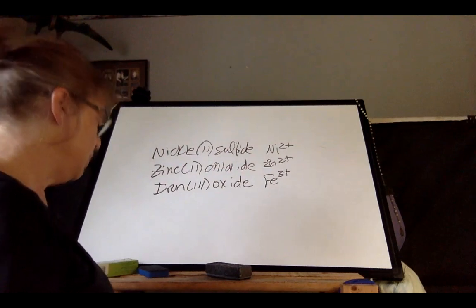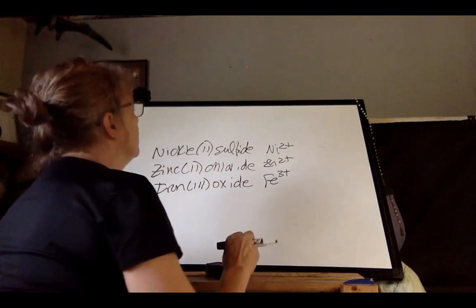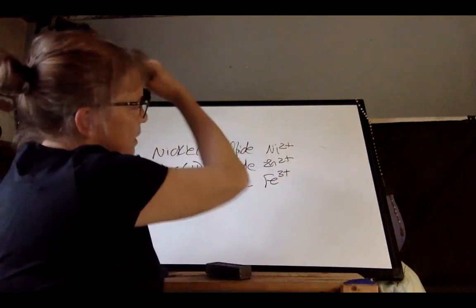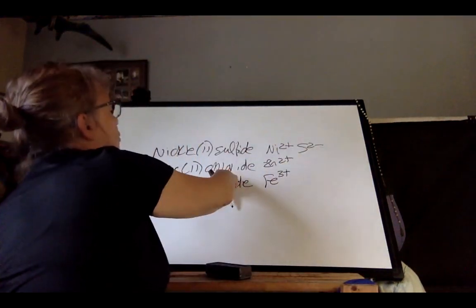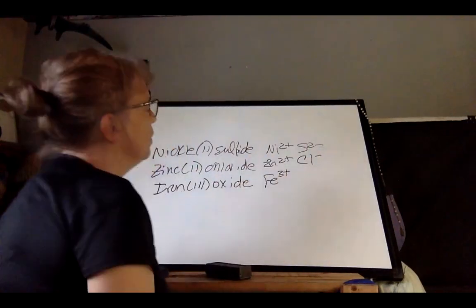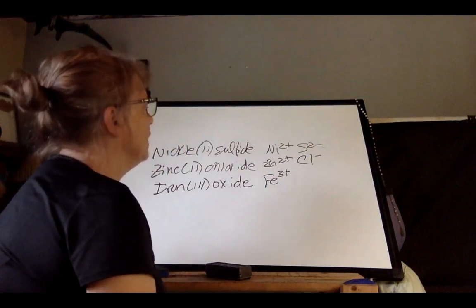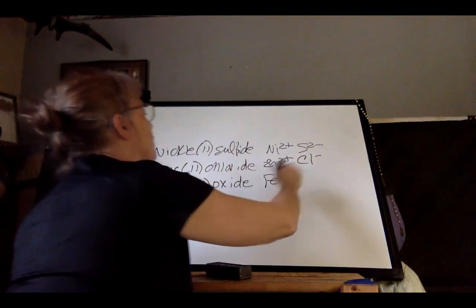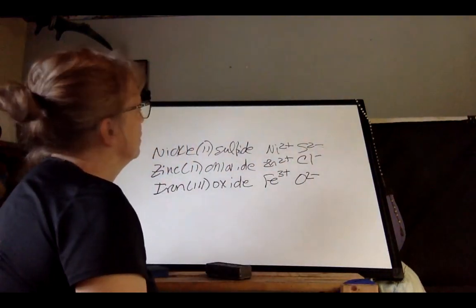Sulfide, that's in group 6. Group 6 is going to have a charge of -2 because group 6 elements need 2 electrons to get their octet. Chloride is going to be in group 7. That's going to have a charge of -1 because elements in group 7 need 1 electron to get to 8. And oxide is in group 6, so that's going to have a charge of -2.